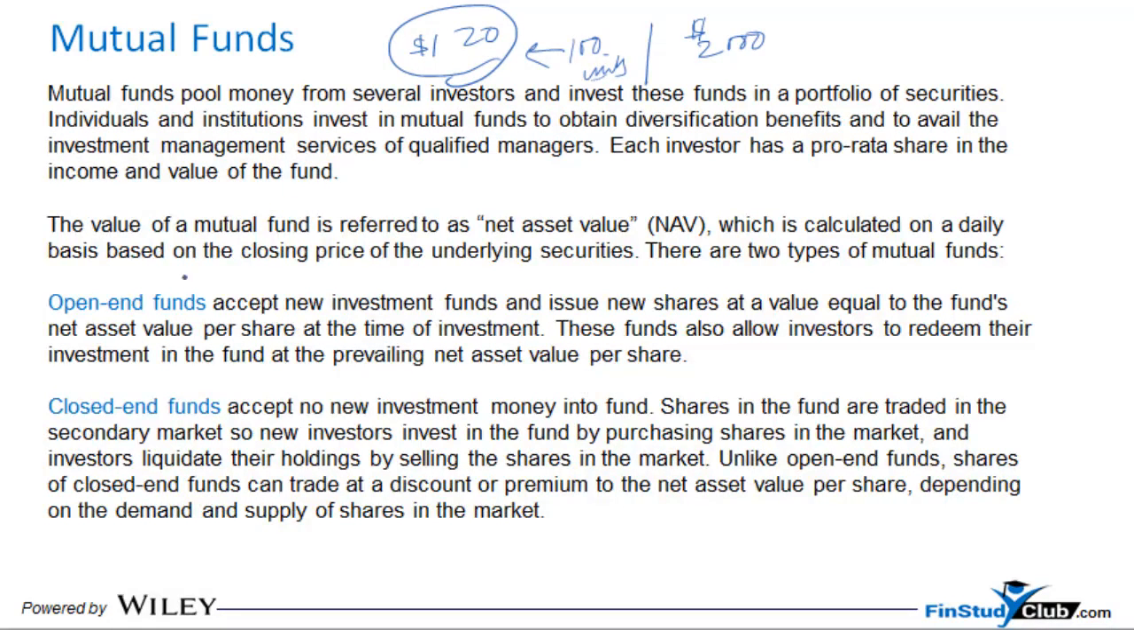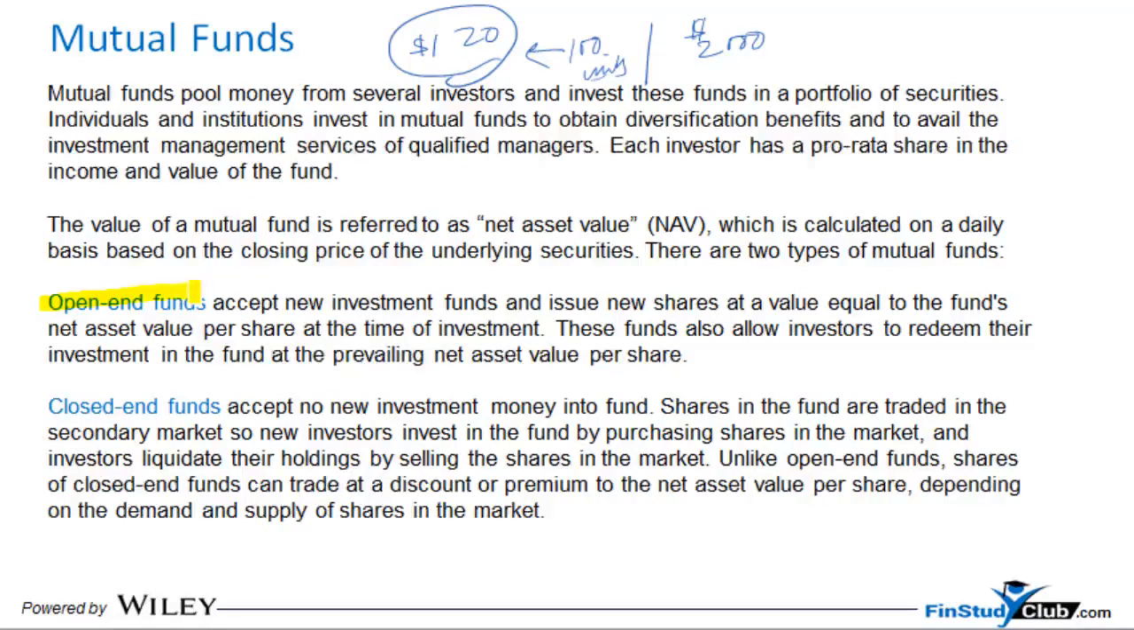Okay, so the value of a mutual fund is referred to as NAV, which is calculated on a daily basis based on the closing price of the underlying security. So for the assets that a mutual fund has, you look at the current value of it, you divide it by the total number of outstanding units to get a sense of what the NAV per unit is. Now, there are two types of mutual funds. One, the open ended. Now, this is quite important, guys.